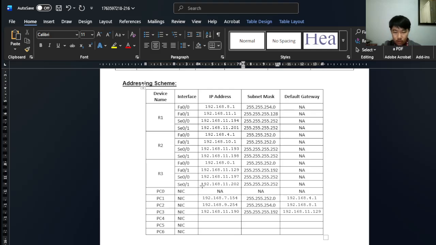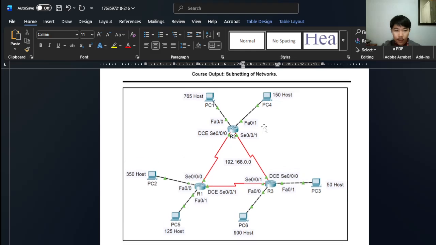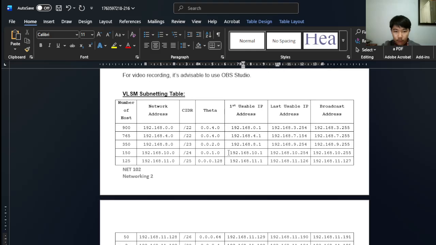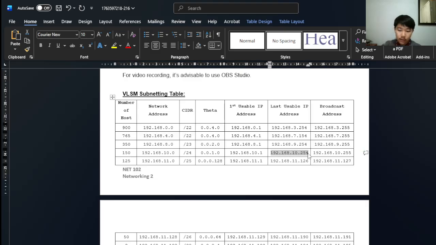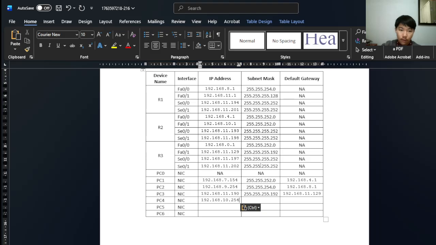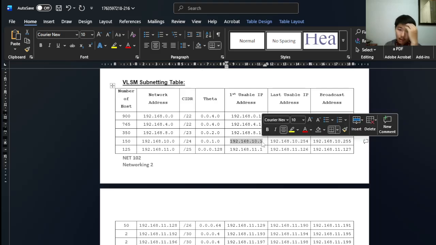So for our PC4, is the 150 hosts. 150 hosts has a last usable IP address of 192.168.10.254. For its default gateway, let's just get the first usable IP address, which is 192.168.10.1.